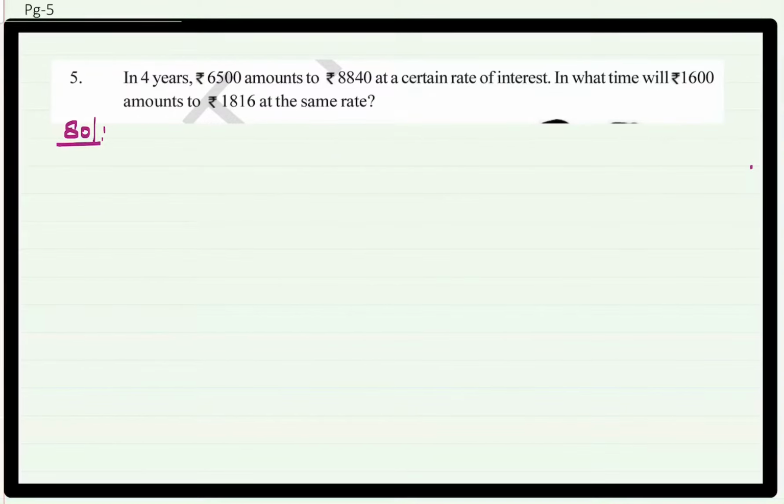First, in the first problem we have to find the rate of interest. Here we have to write the given information. Time is given as 4 years, principal is given as 6,500, amount is given as 8,840. Here we have to find the rate of interest. So I am going to write the given information. First I am going to write the principal.